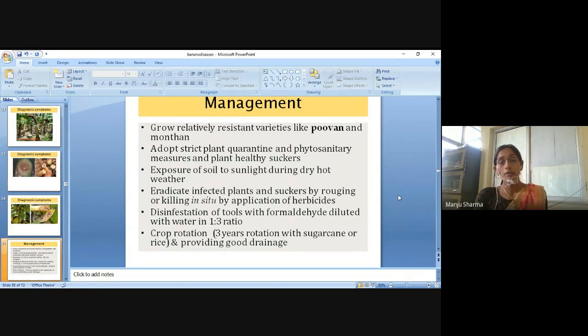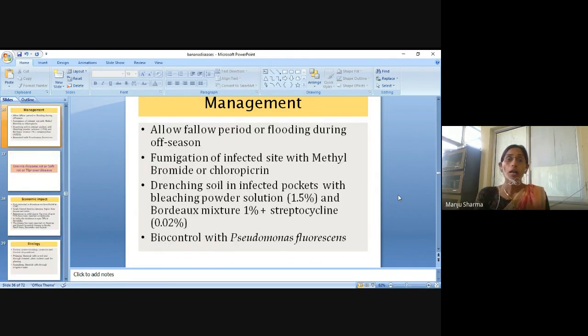Disinfestation of tools with formaldehyde diluted with water in 1:3, like formaldehyde at 1%, with water in the larger proportion. Then crop rotation, 3-year rotation with sugarcane or rice, and providing good drainage. Allow a fallow period or flooding during the off season.